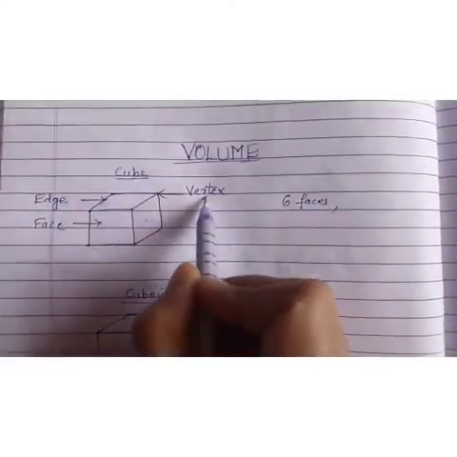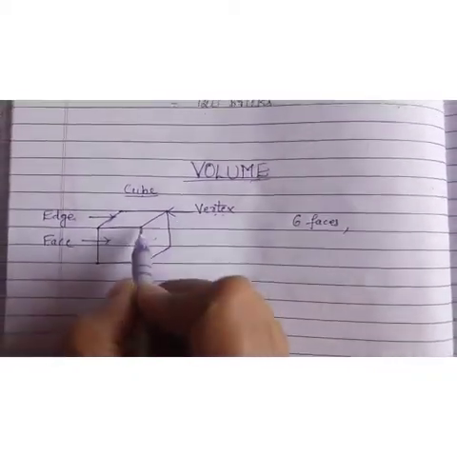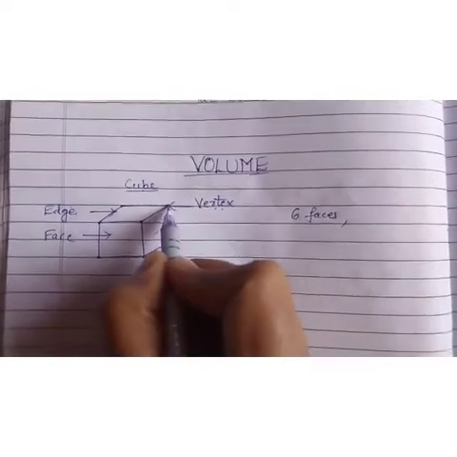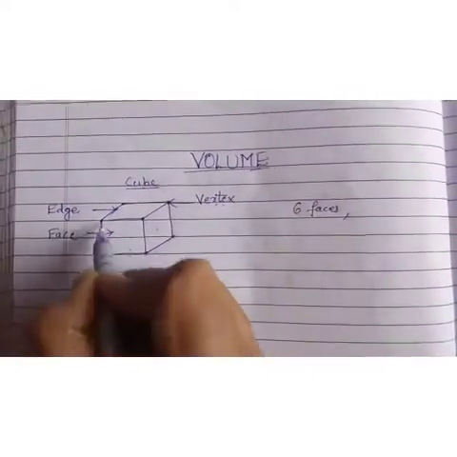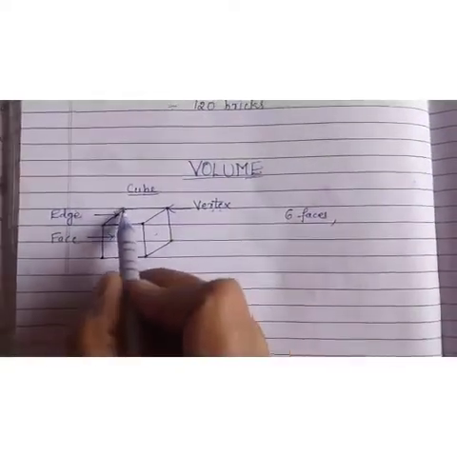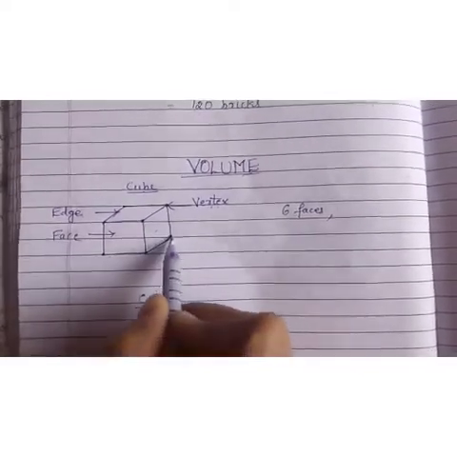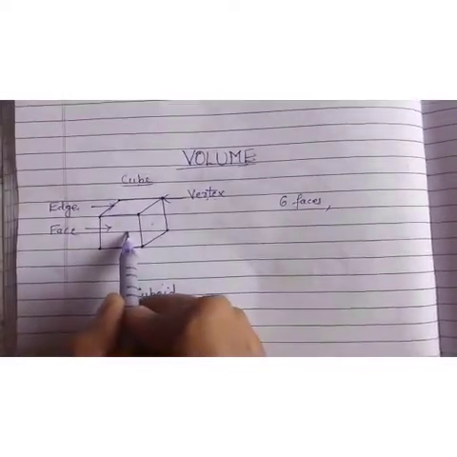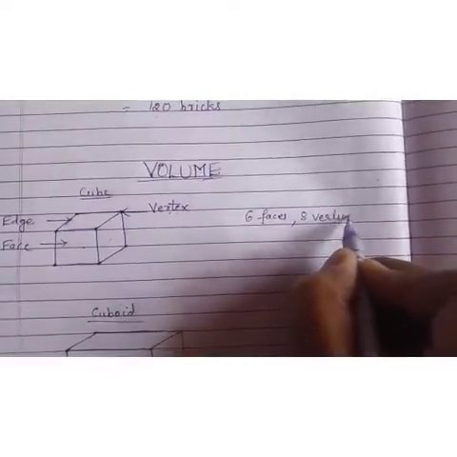Next one is vertex. Its plural form is vertices. Vertices are nothing but the points where two line segments meet or where two corners meet. So when you count 1, 2, 3, 4, 5, 6, 7, here we have another one, 8. So totally we have 8 vertices.